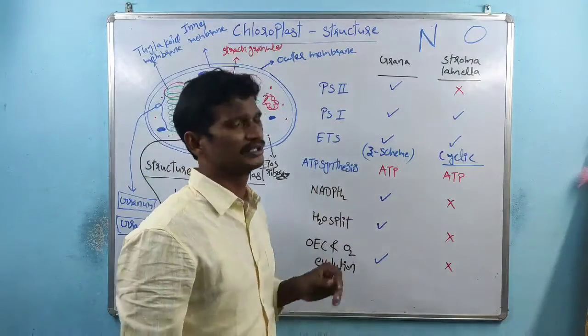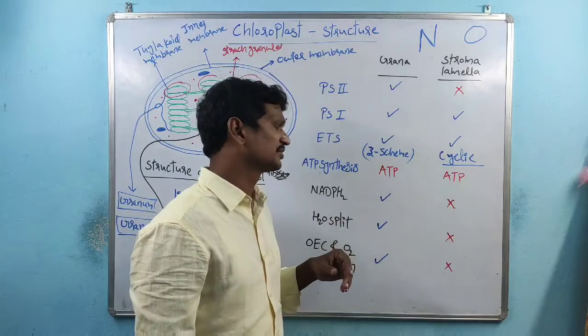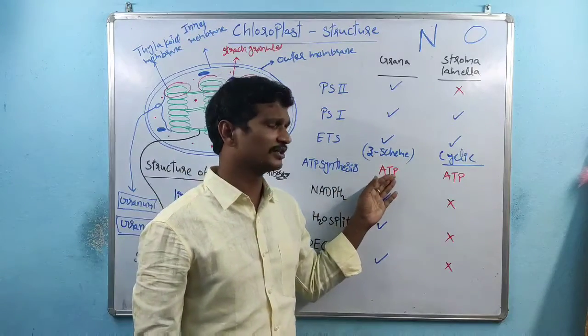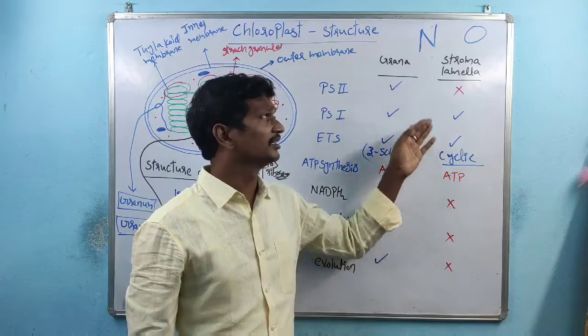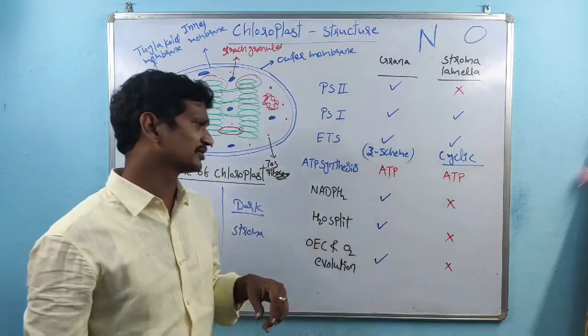So here the grana is also involved in ATP synthesis, and the stroma lamella is also involved in ATP synthesis, right? That is, the zig-zag mechanism is involved in ATP synthesis, and cyclic electron transport is also involved in ATP synthesis, right?